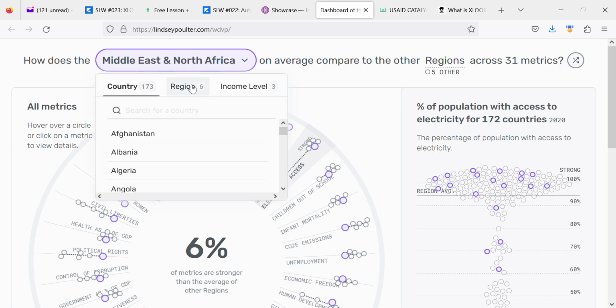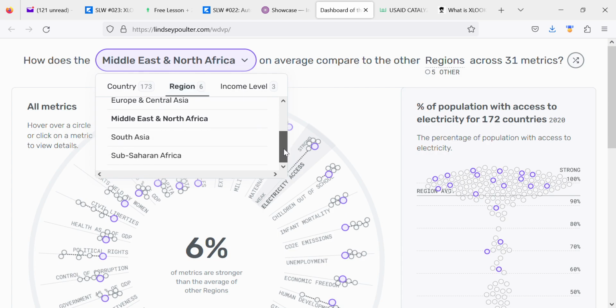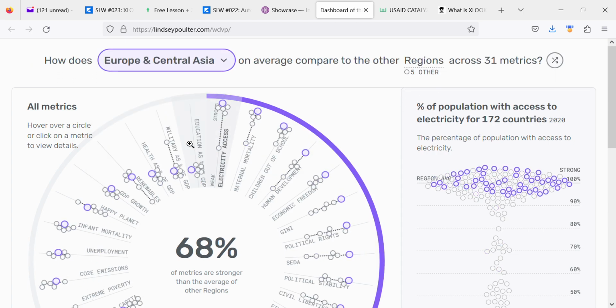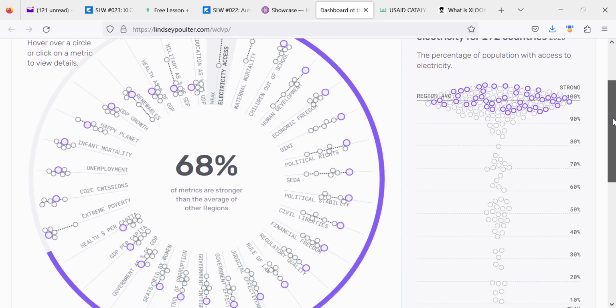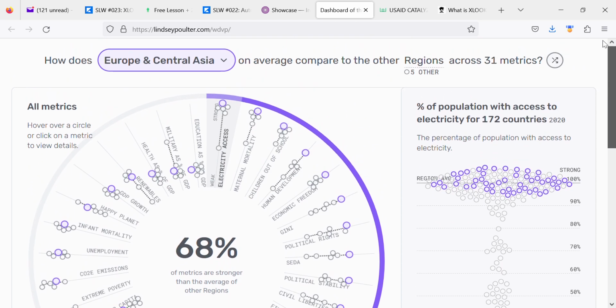Let's look at another region again, Europe and Central Asia. For Europe and Central Asia, on average compared to other regions across 31 metrics, 68% of metrics are stronger than the average of other regions.